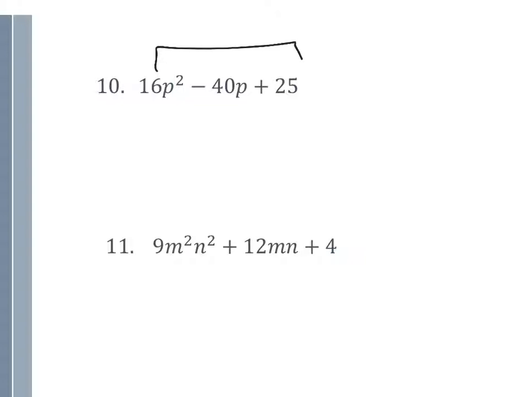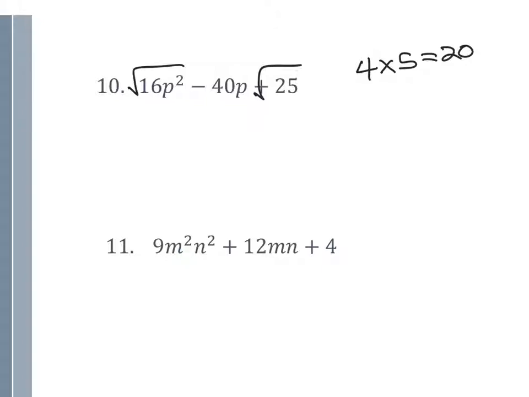But if you're good at recognizing perfect squares, what we're going to do is you would square root this and square root this. The square root of 16 is 4. The square root of 25 is 5. So I'm going to square root them. I'm going to multiply them. And then I take that product and times it by 2. If after I do those two multiplied and then times 2, if it gives me the middle number, then I know it's a perfect square trinomial.